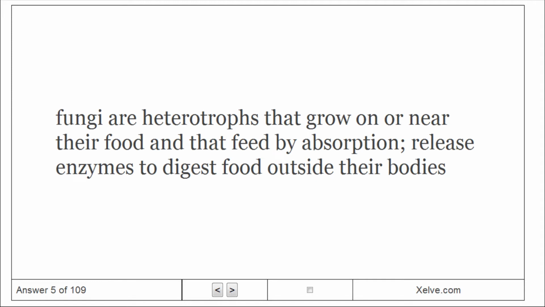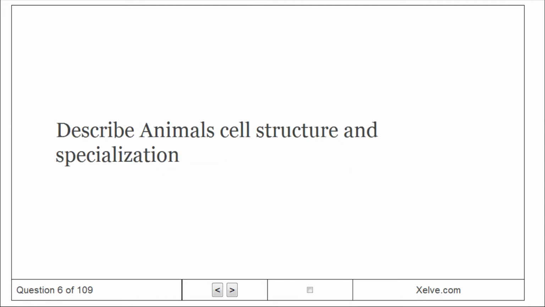What is the nutritional mode of fungi? Fungi are heterotrophs that grow on or near their food and feed by absorption. They release enzymes to digest food outside their bodies. Describe animals' cell structure and specialization.